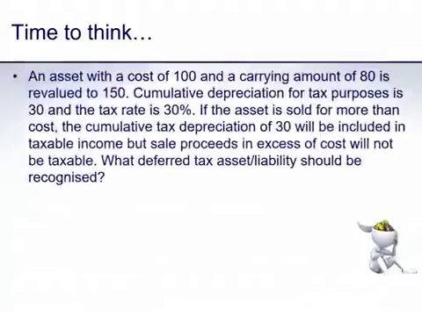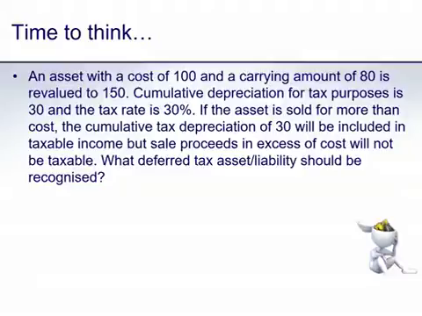For our next example, we have an item of property, plant and equipment with a cost of 100 and a carrying amount of 80, which is revalued to 150. Now remember that revaluations of property, plant and equipment are recognized in other comprehensive income in the revaluation reserve. Cumulative depreciation for tax purposes is 30 and the tax rate is 30%. If the asset is sold for more than cost, the cumulative tax depreciation of 30 will be included in taxable income, but sale proceeds in excess of cost will not be taxable. What deferred tax asset or liability should be recognized depending on whether the asset is sold or used?